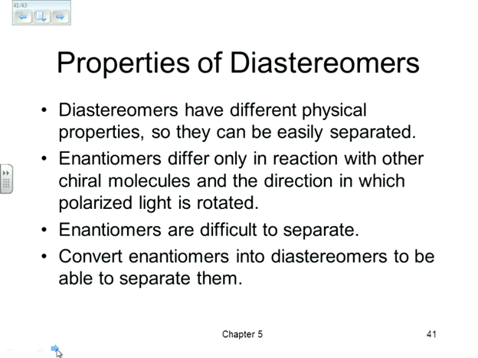Properties of diastereomers, we already talked about this. They have completely different physical properties. Melting point, boiling point, everything's different. So these are easy to separate in the lab, versus enantiomers are not.